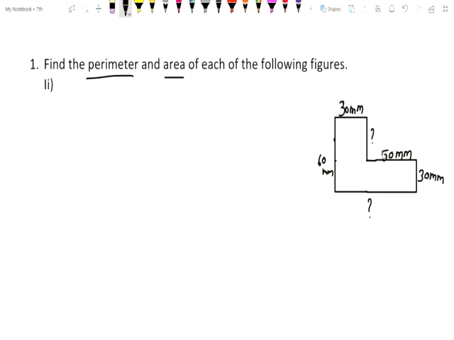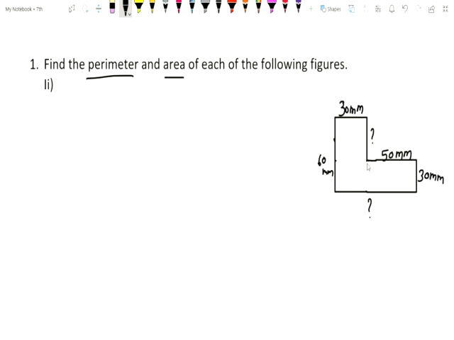Because perimeter means the distance around the closed figure. We need to add all the sides of the figure, then only we will get the perimeter. So these two sides are missing. First we need to find them out. Okay, children? See here, how do you find this?